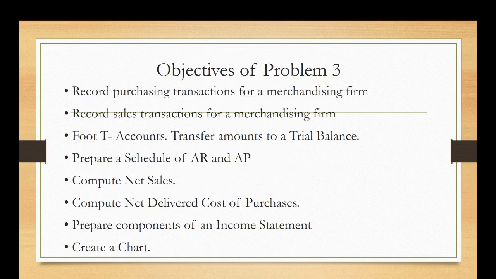The objectives of problem 3 are to record purchasing transactions for a merchandising firm, to record sales transactions for a merchandising firm, to be able to foot the T accounts and transfer amounts to a trial balance electronically, prepare a schedule of accounts receivable and accounts payable for the customers and vendors respectively, and to be able to compute components of an income statement. Some of those components are net sales, the net delivered cost of purchases, as well as some other items, and as always, to be able to create a chart.